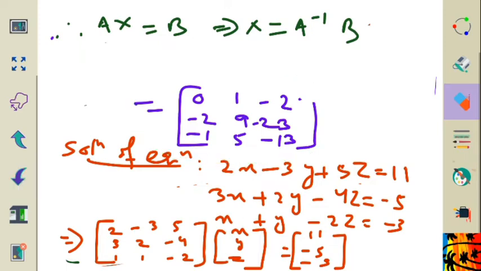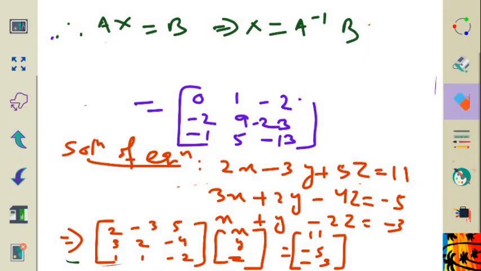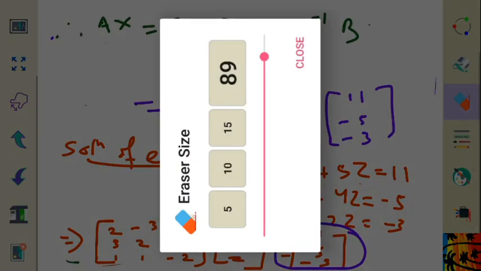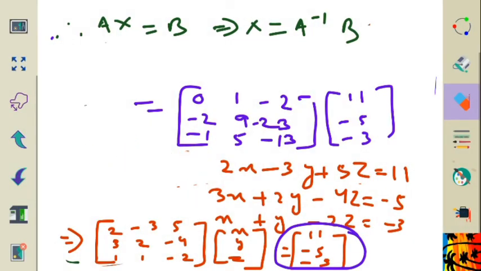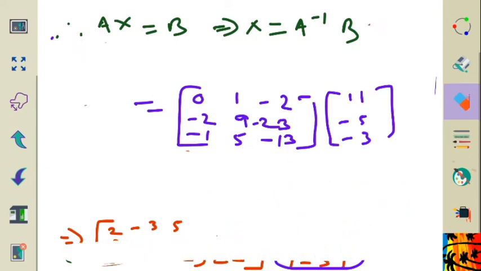So what should be done now? If I have already found it, no need to find it once again. So for that, I will simply be multiplying A inverse into B. Our B matrix is 11, minus 5 and minus 3. Clear? So this is my B matrix. Let me erase the things properly. Okay, so this is my final one.